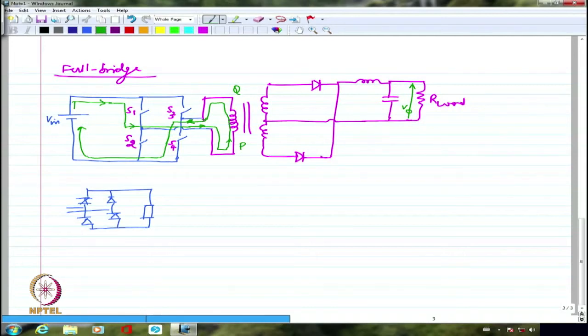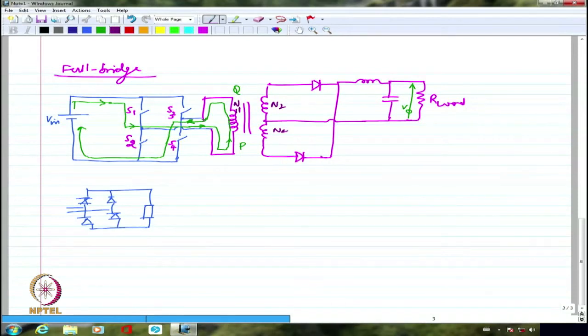Okay? So you can again write the equation for this. It should not be such a major issue. If I just call the number of turns N1, here N2 and N2. This is N1. So you should be able to write the equations corresponding to the on interval of S1 and S4, and again on interval of S2 and S3, and then the off interval of all of the switches, right?